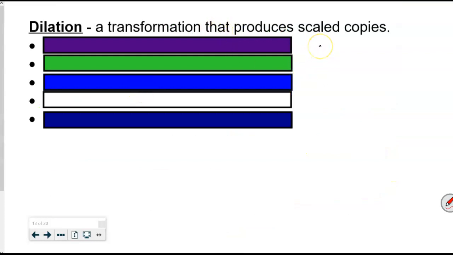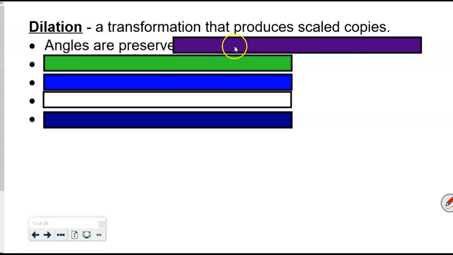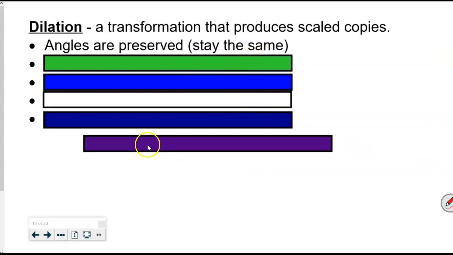We wrote some stuff down about dilations. It's time to review that. We know from our last lesson that a dilation is a transformation that produces scaled copies. What are some other things that we know about dilations? As you say the things, I will reveal them. What do we know, Emily? The angles are preserved. What does angles are preserved mean? Continue, Emily. It means they stay the same. They don't change. So if it was 90 degrees in the original, it's going to be 90 degrees when it's scaled up or scaled down.